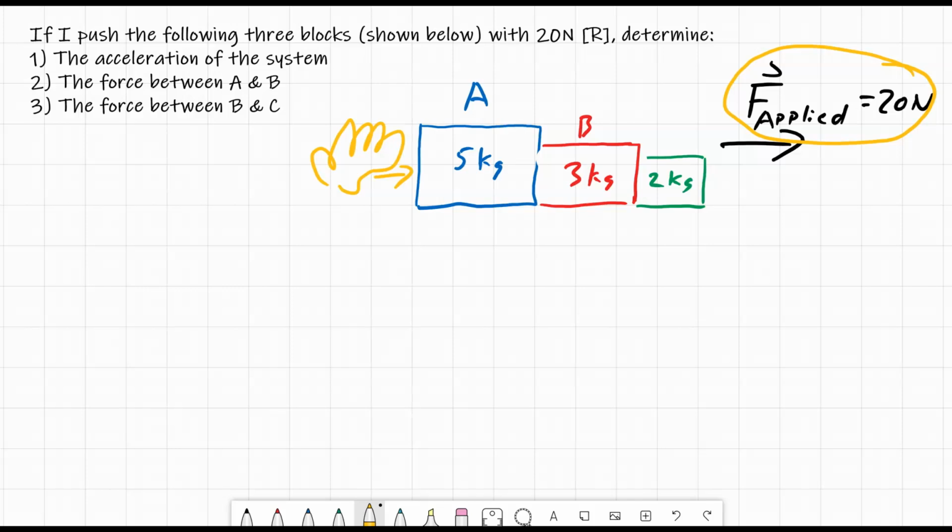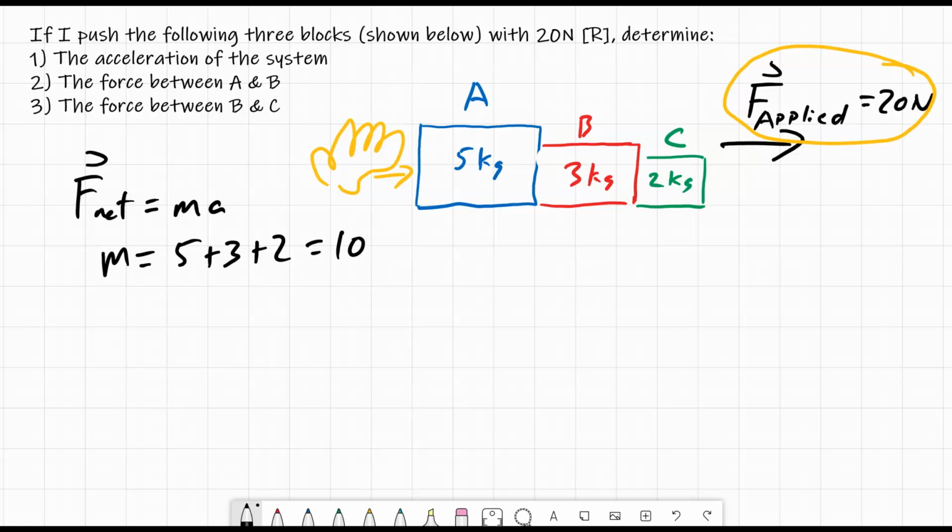Because I'm pushing all three blocks to the right, block A, B, and C, they're all going to accelerate at the same rate. And we know that our net force is going to be equal to mass times acceleration. Now, if my hand is here on the left and I'm pushing all three of these blocks to the right, I know my mass is going to be the 5 kilograms, the 3 kilograms, and the 2 kilograms, giving me a total mass of 10 kilograms.